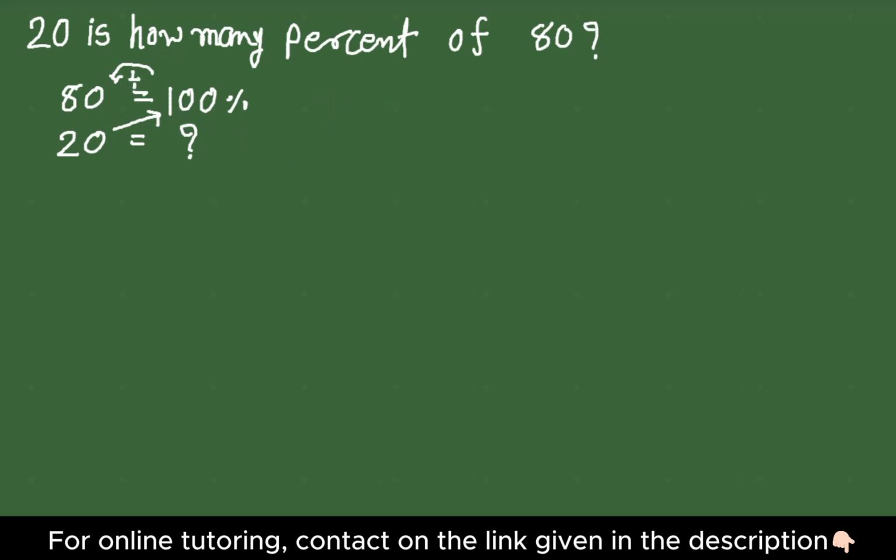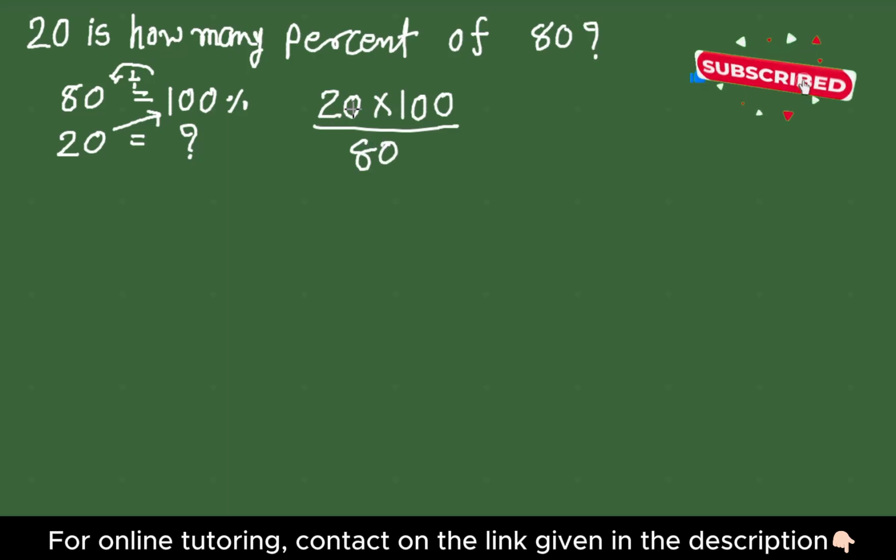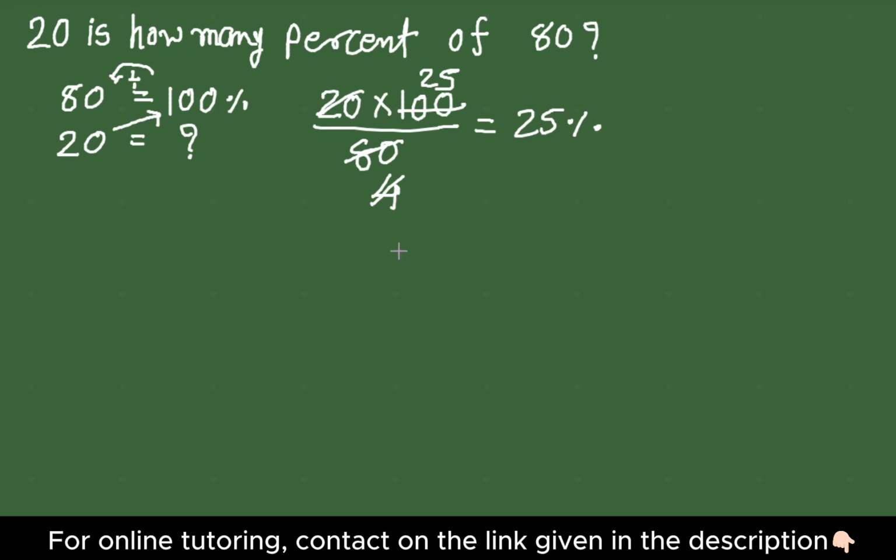So we will have 20 times 100 divided by 80. Now 20 times 4 is 80, so we can cross out 20 and 80 and write 4 at the 80. Now 25 times 4 is 100, so we can cross out 4 and write 25 at the 100. So this is 25%.